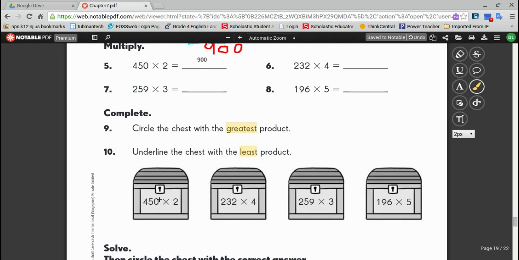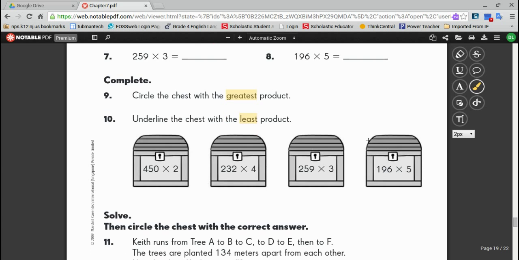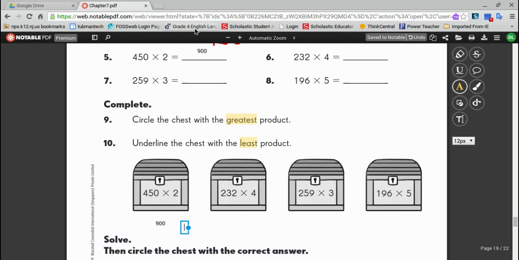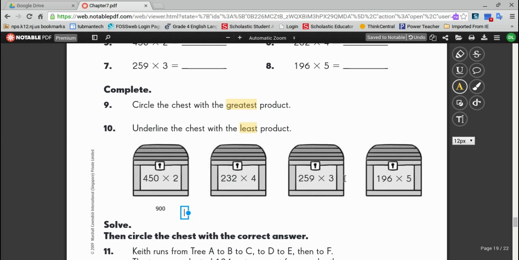And what you can see is that these four problems are the same problems at the top. So for example, I already did 450 times 2. I'm just going to write the number 900 over here because I already got the answer for that. So again, once you figure out your answers on top, then you'll know your answers on the bottom, and you can circle the one with the greatest product and underline the chest with the least product.